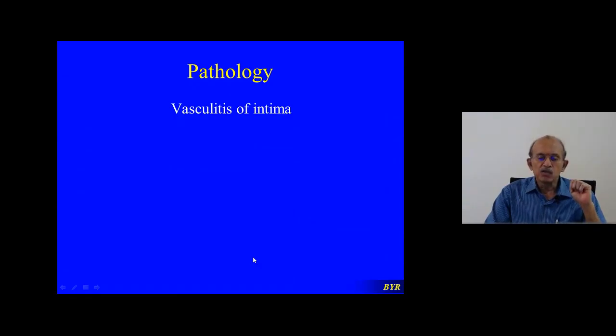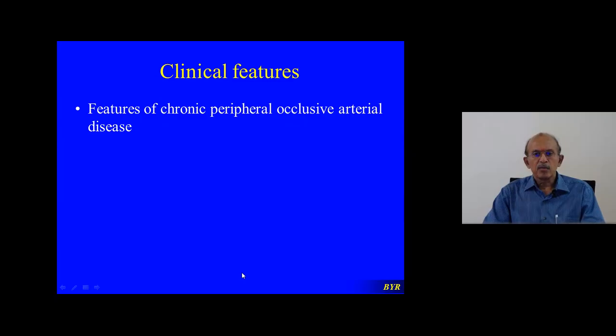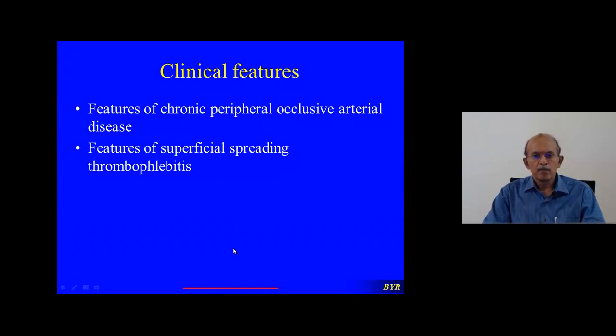There is mainly vasculitis of the intima. This leads to thrombosis of the vessels. There is occlusion. The name itself says thromboangiitis obliterans. So that is the pathology. Clinical features: there are features of chronic peripheral occlusive arterial disease, and there are associated features of superficial spreading thrombophlebitis.